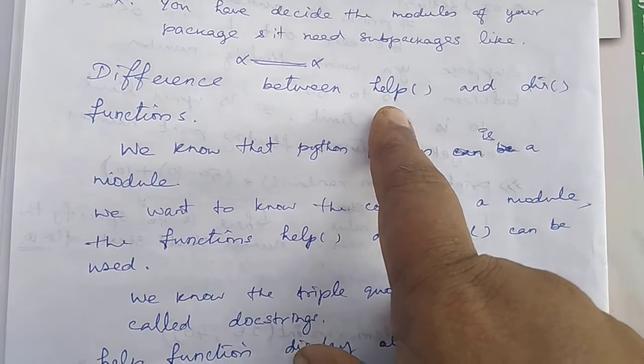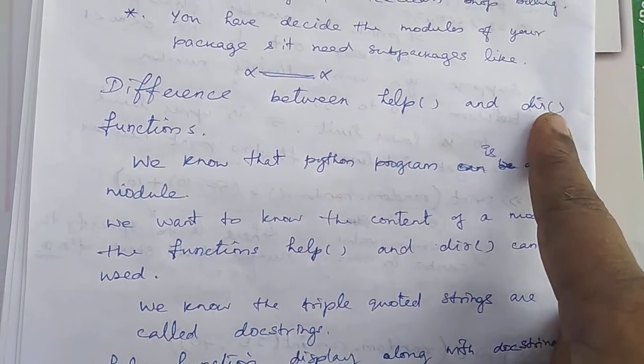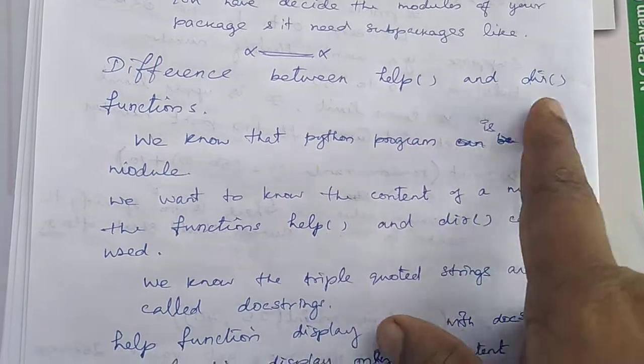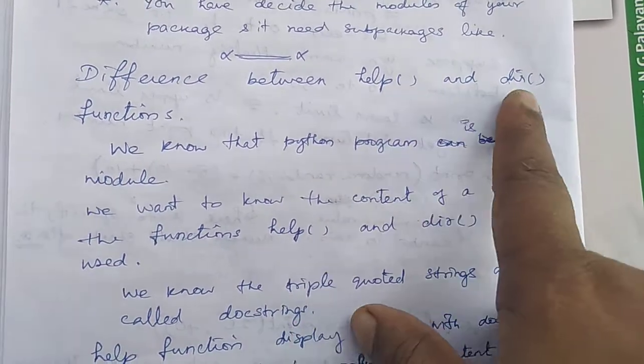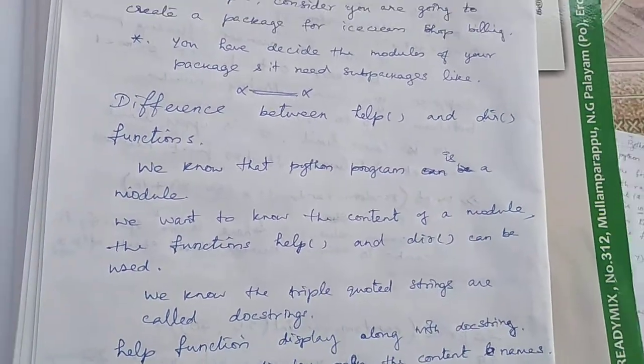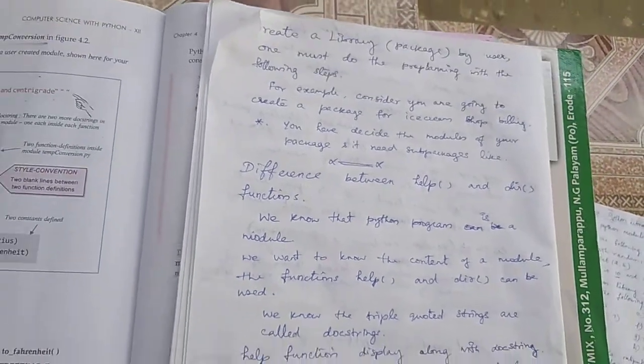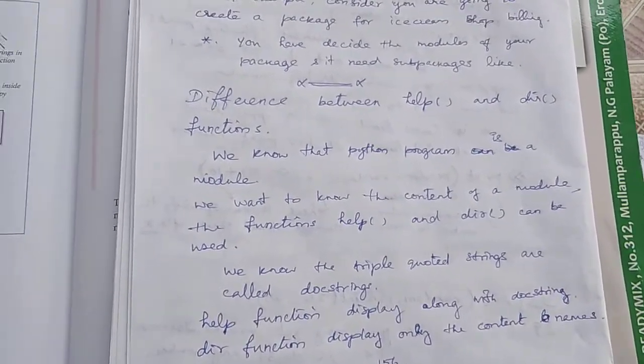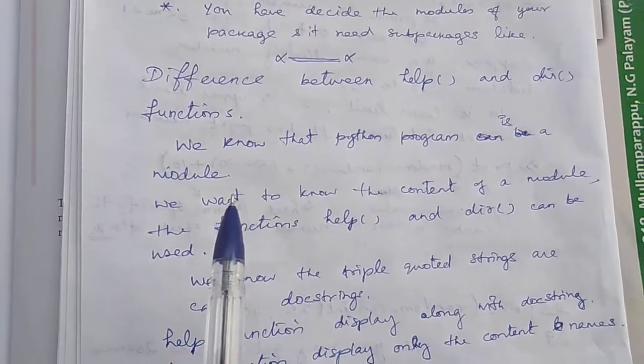One function is called help of, another one is dir of. Two functions. We want to know what's the use of these two functions and what is the difference between them. Both the functions are used to display what the contents are in our Python program.